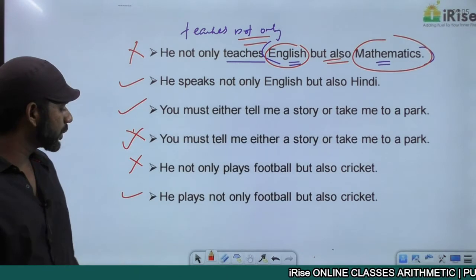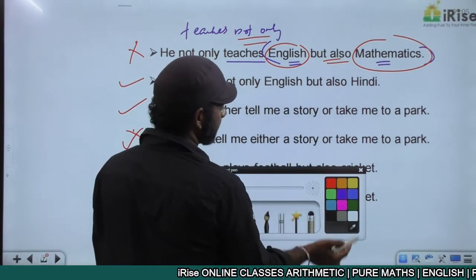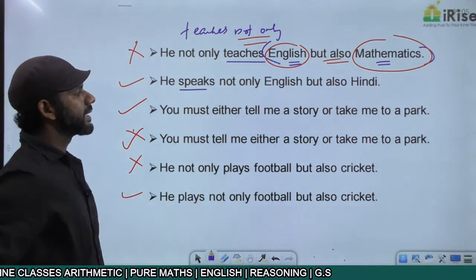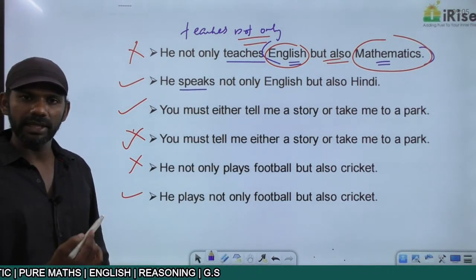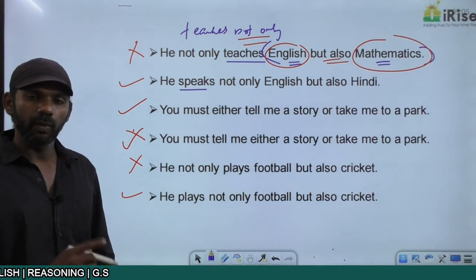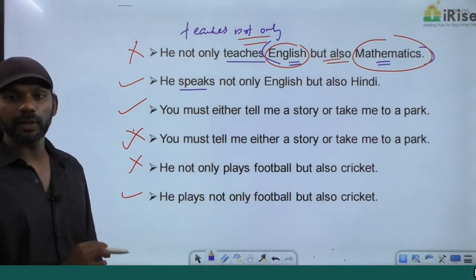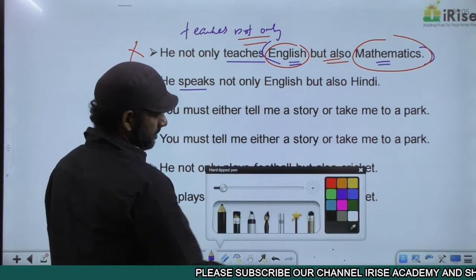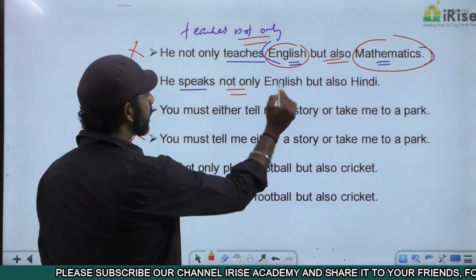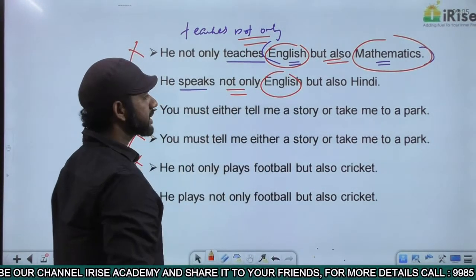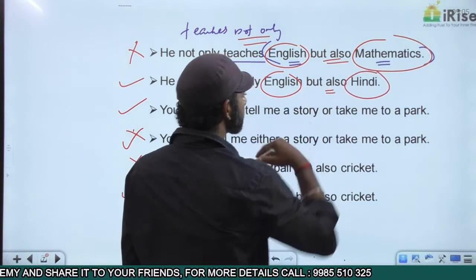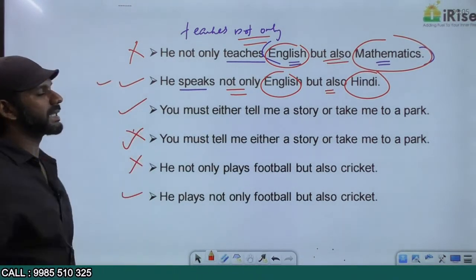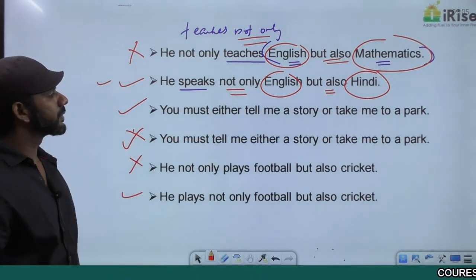He speaks not only English but also Hindi. How many actions are here? There's only one action, that is speaks, and related to two entities. One is English and the other one is Hindi. One action, two entities. Not only but also must connect those two entities. He speaks not only English is the first entity, but also Hindi is the second entity. Not only but also is connecting the two entities. This statement is grammatically correct. Come to the next one.